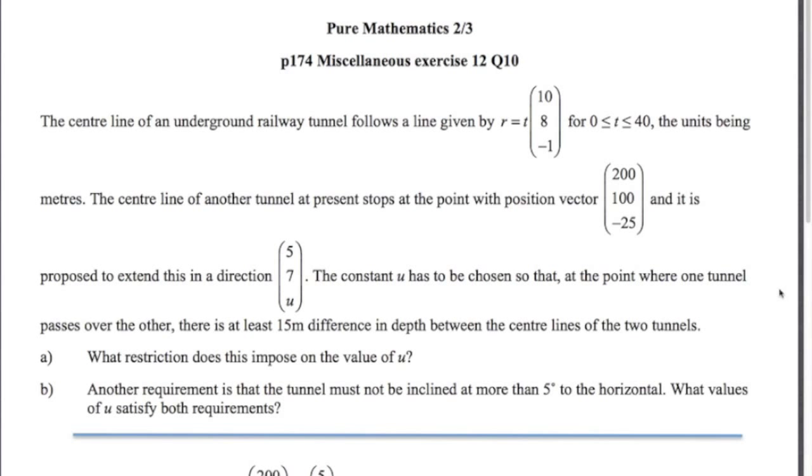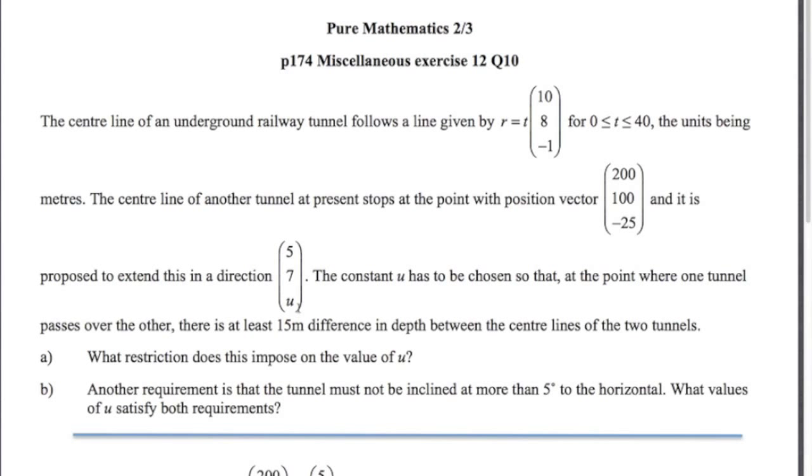We've got a railway tunnel underground given by this vector here. The units here are in meters, and the center line of another tunnel starts at this vector here. So if you think of it as a point, that's 200, 100, negative 25, and it's heading off in this direction here, 5, 7 and u. Now this is the tricky bit.